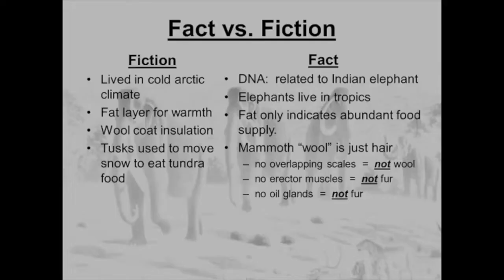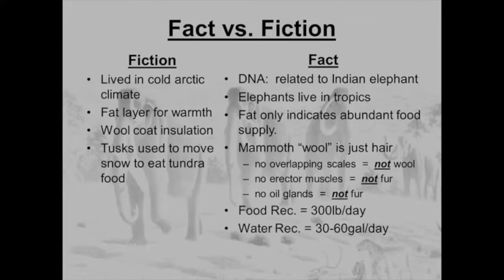They say that they have a layer of fat for warmth, yet fat is only indicated from abundance of food supply. They don't have blubber. They have fat, like humans do, a subcutaneous layer of fat, and it goes up based on what we eat, not where we live. The mammoth so-called wool is nothing but hair, just like on an ape. Do apes live in the tropics, or do they live in the frozen tundra? The answer should be obvious.